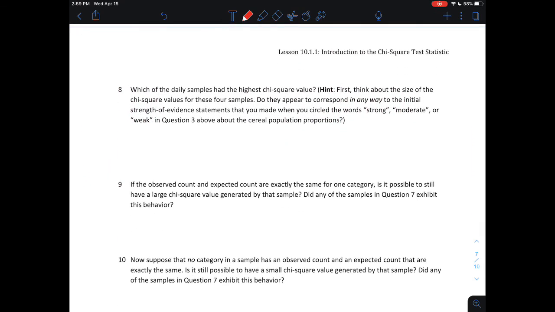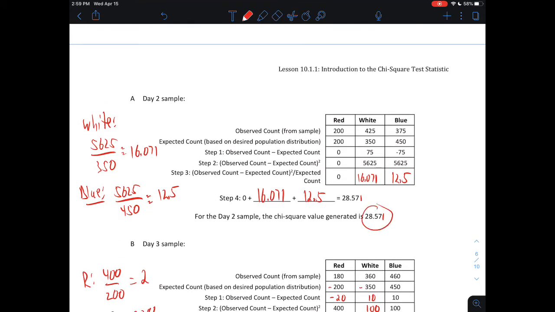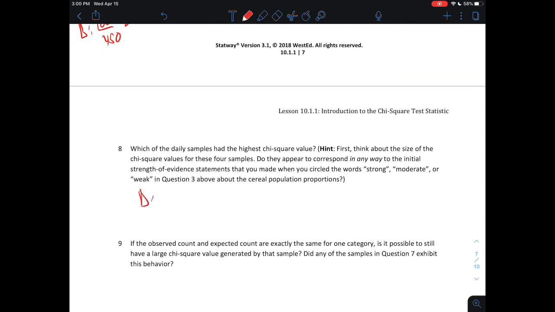So then number 8, which of the daily samples had the highest chi-square value? If we go through our previous answers, we'll see that the highest chi-square number came from day 2, 28.571. They also say, hint, first think about the size of the chi-square values for these 4 samples, okay? Then, do they appear to correspond in any way to the initial strength of evidence statements that you made when you circled the words strong, moderate, or weak in question 3? If you go back to what we did in question 3, remember that we said that day 2 had strong evidence. That was the one that had differences of 75 in the white and blue counts.